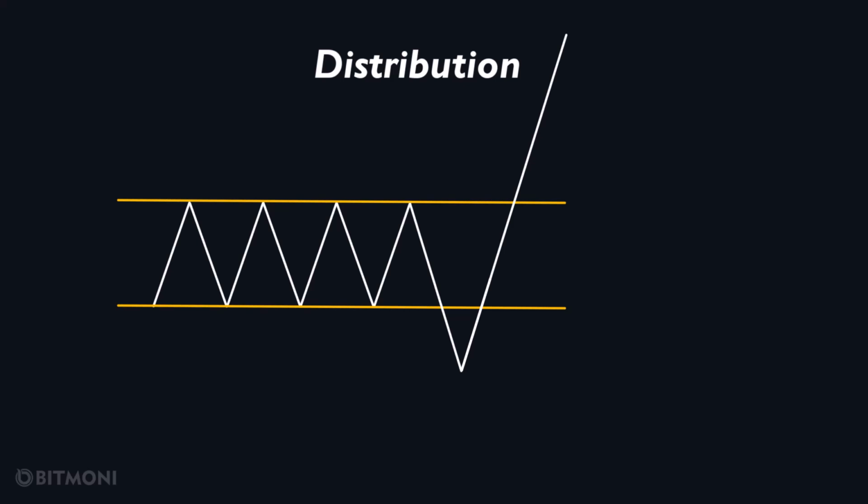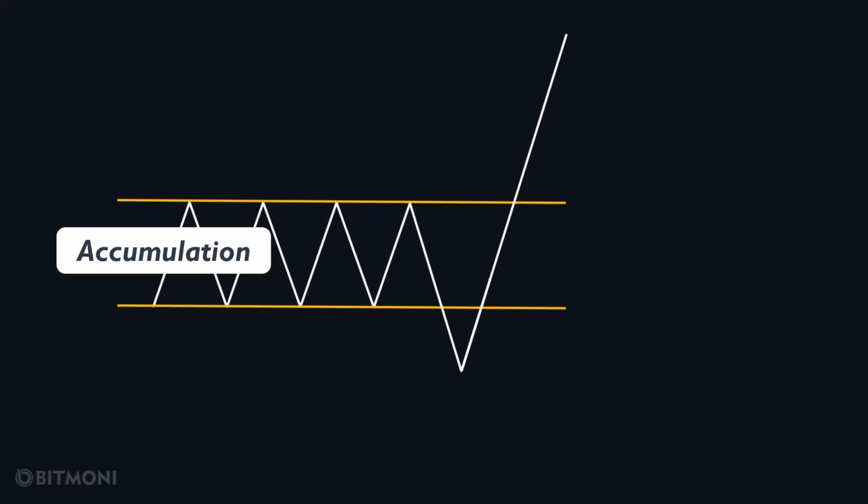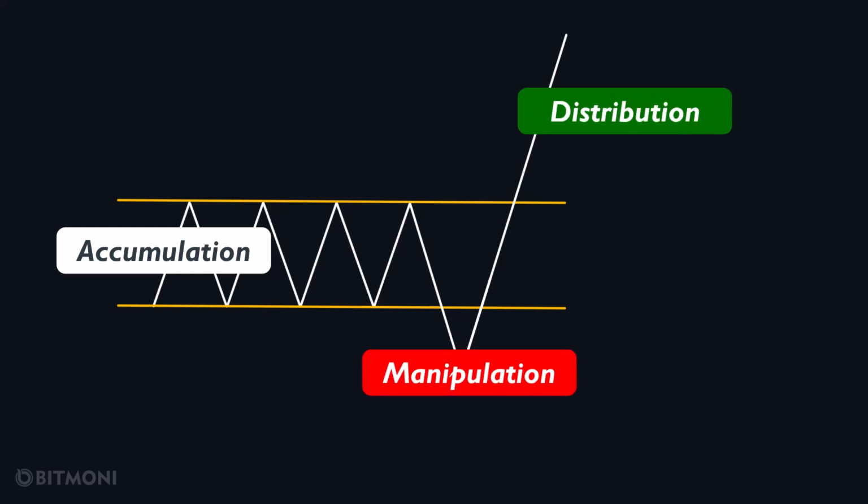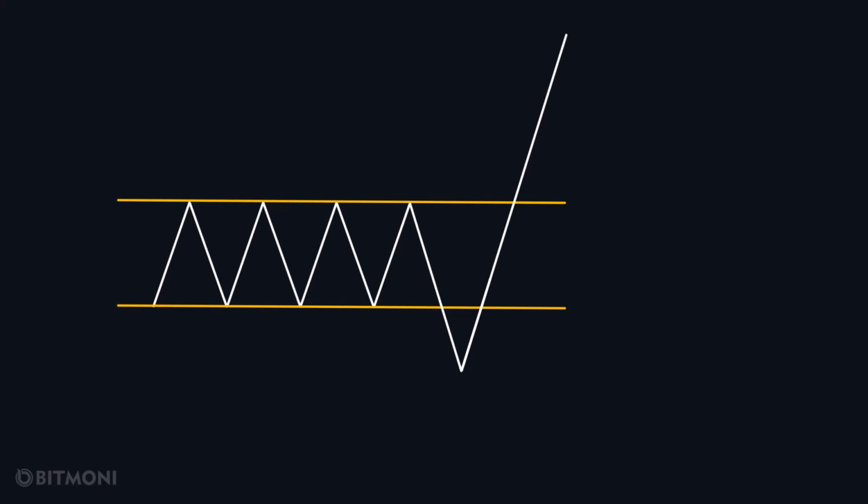As smart money traders, our goal is to capitalize on this movement. We wait for the stop losses to be swept and enter the market after the manipulation has occurred. So the structure we look for includes accumulation, manipulation, and finally distribution. So now that you've seen what this pattern is all about, let's go to the chart and see how we can use it to trade.